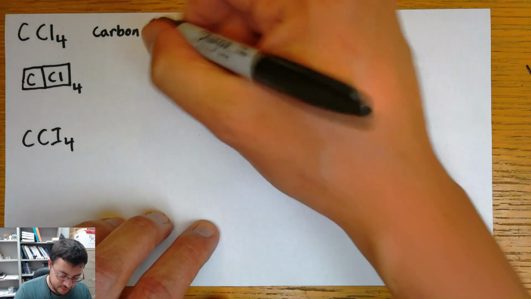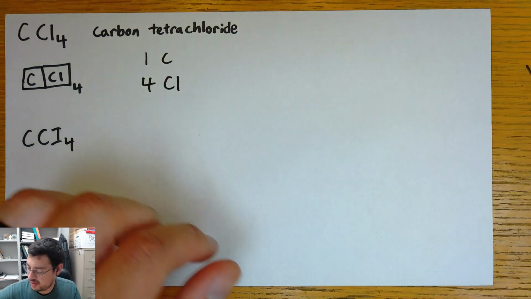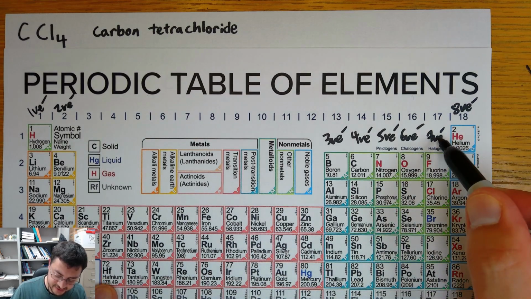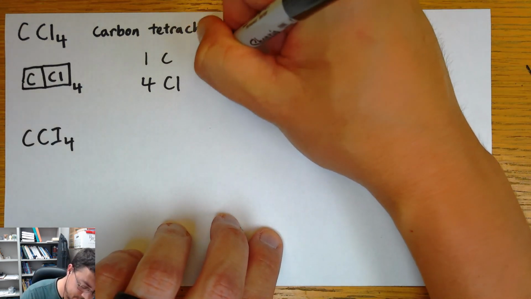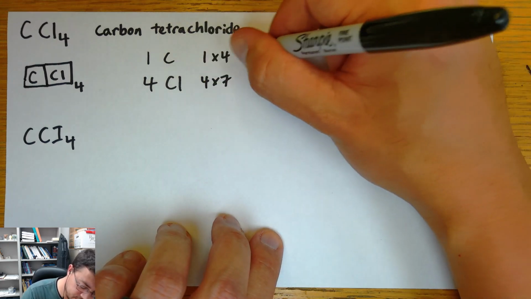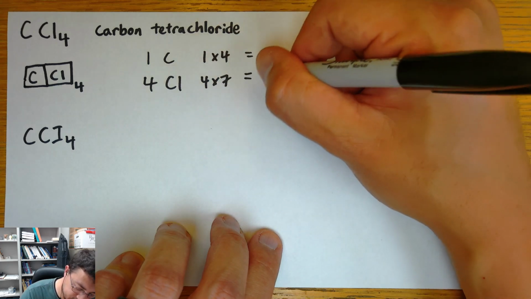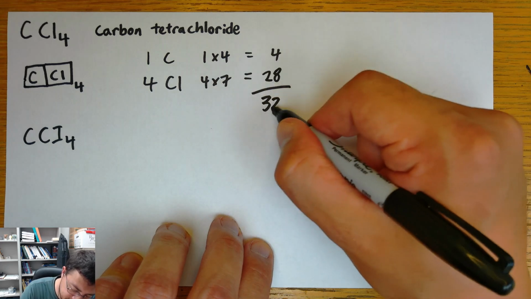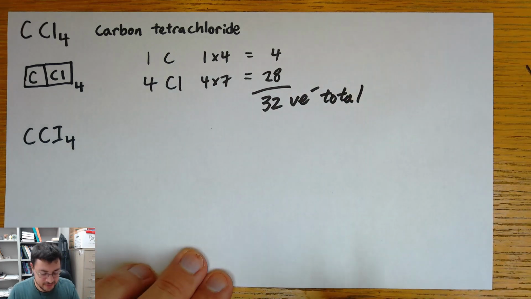Carbon tetrachloride. We got 1 carbon and we have 4 chlorines. Chlorine, right there, 7 valence electrons. We got 1 carbon, 4 chlorines, so our subtotals will be a 4. And 4 times 7 is going to be 28. So we will have 32 valence electrons total. Pretty big number.